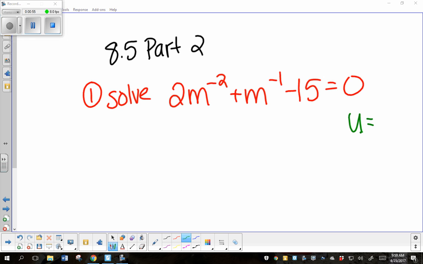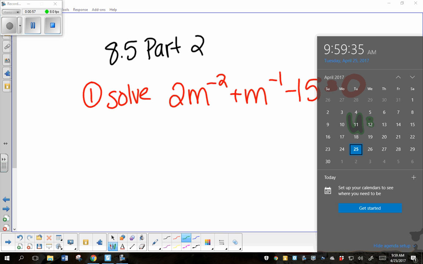Raise your hand if you have an idea for what we could make u equal to end up with u squared or something. Sveta? I think that will work. How do I get this to go away?